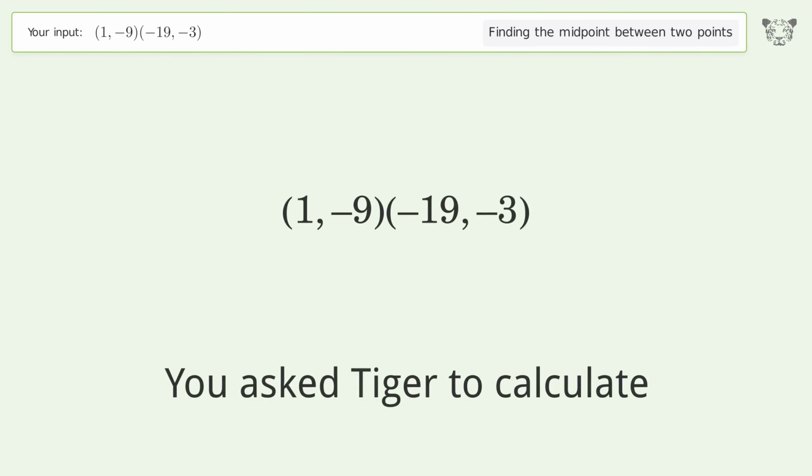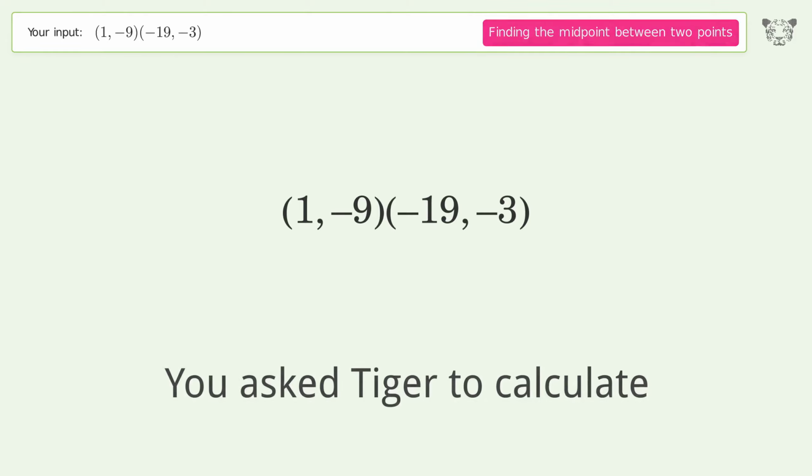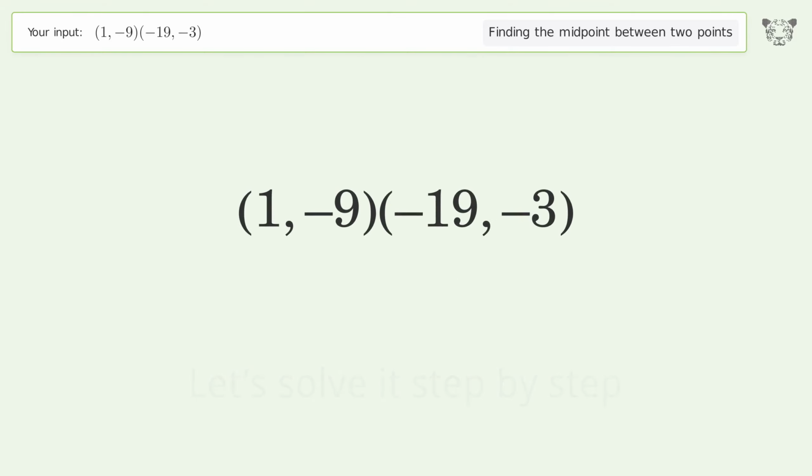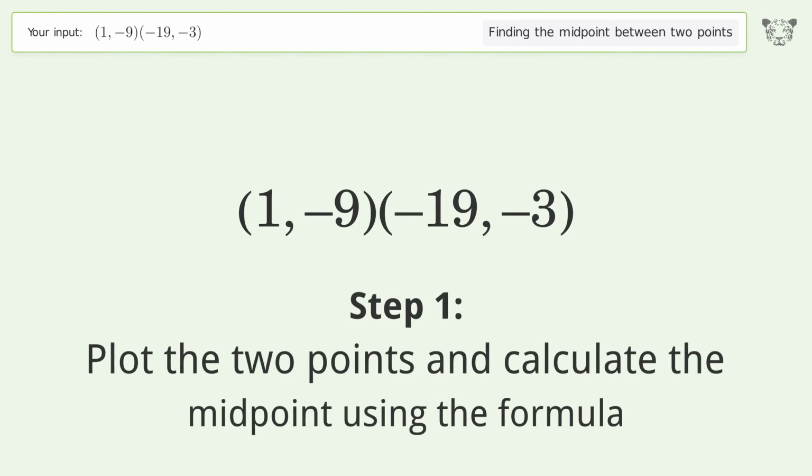You ask Tiger to calculate. This deals with finding the midpoint between 2 points. The midpoint between the 2 points is -9, -6. Let's solve it step by step. Plot the 2 points and calculate the midpoint using the formula.